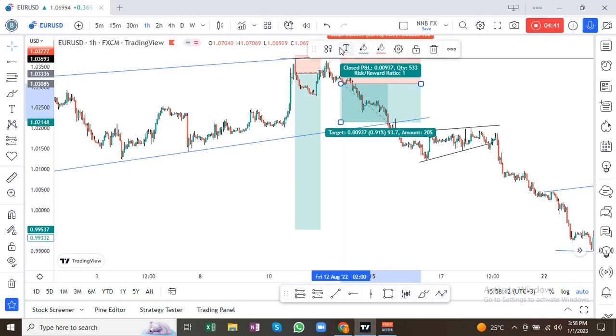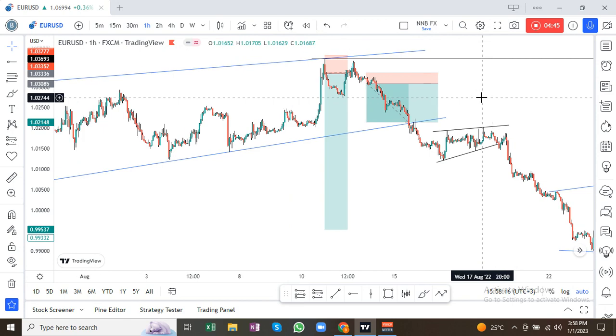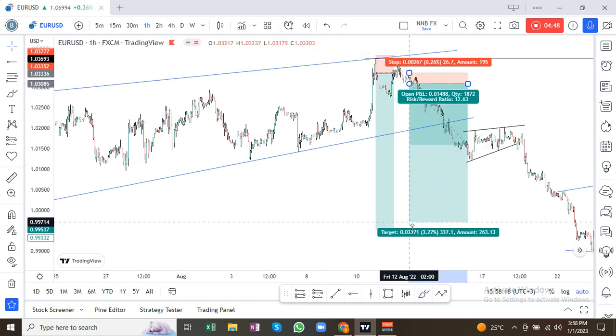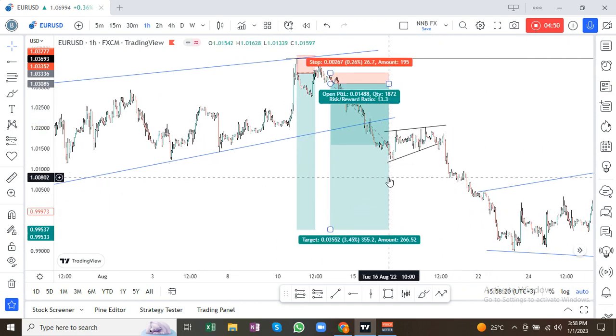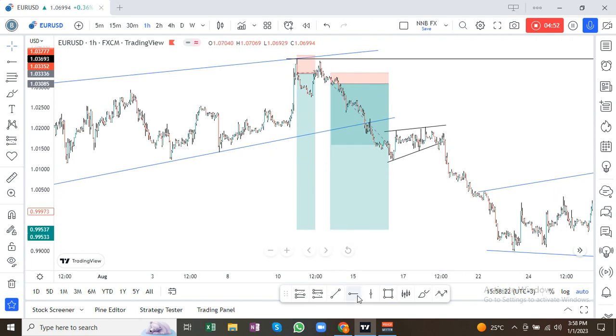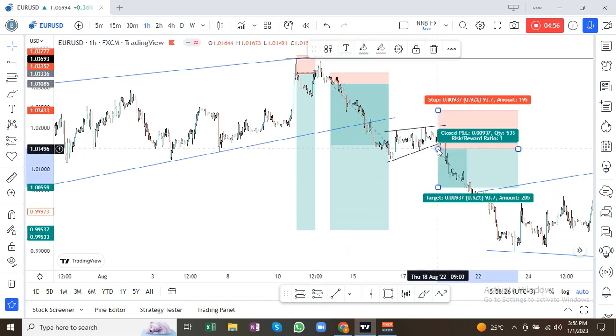You could have entered from around there, placed your stop loss just above the structure and gone down with the market. There was also another low risk entry after the break of the structure. You could have entered around here.